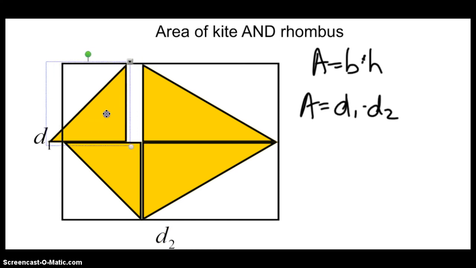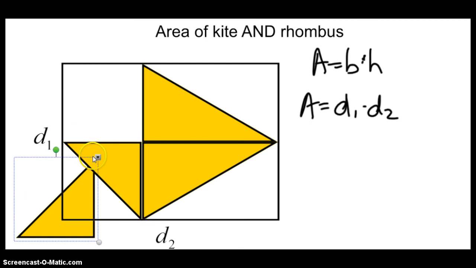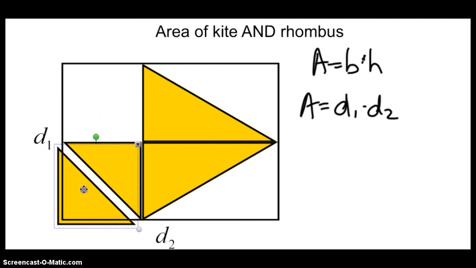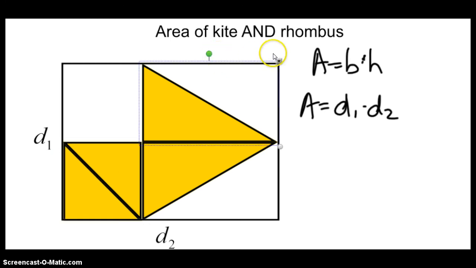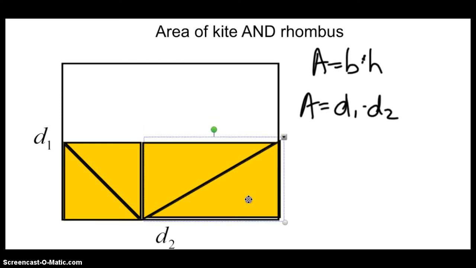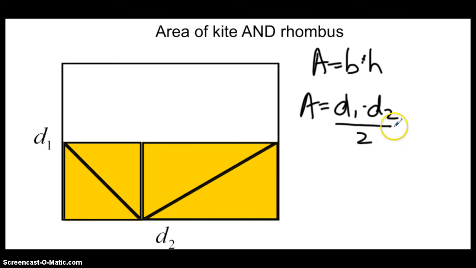Let's move these colored pieces, and we've done something similar to this. So I'm going to move this part here, just flip it without changing the size, right there, and it fits perfectly. I'm going to flip this as well. It fits in perfectly. And what I just created was another rectangle. We could see that it is half of this original rectangle. So one way we could say is, all right, well, it's d1 times d2 over 2.